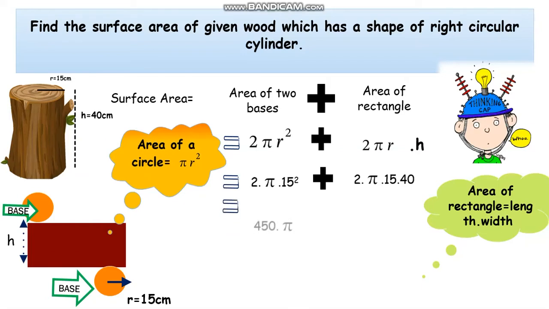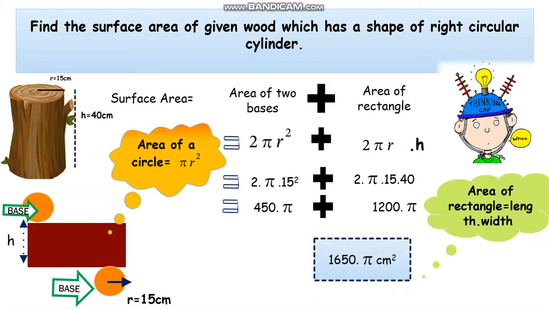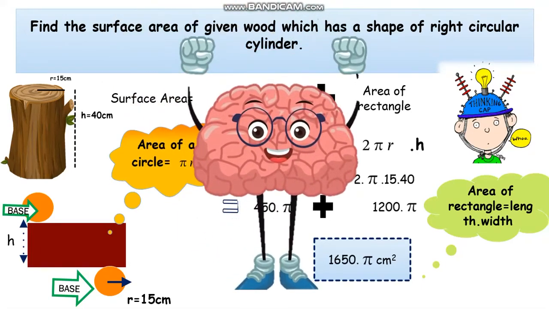So if we make the calculation, it will equal 450 pi, and this is 1200 pi, and when we add these ones, we will find that our surface area will equal 1650 pi centimeter square. Yes, you did a good job.